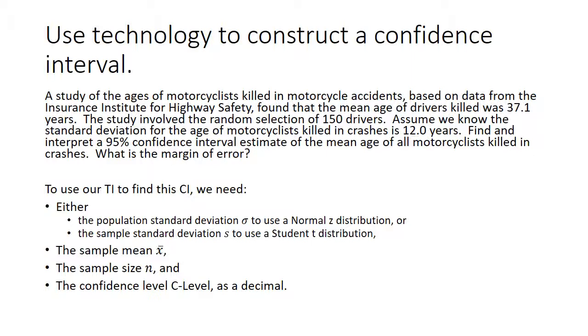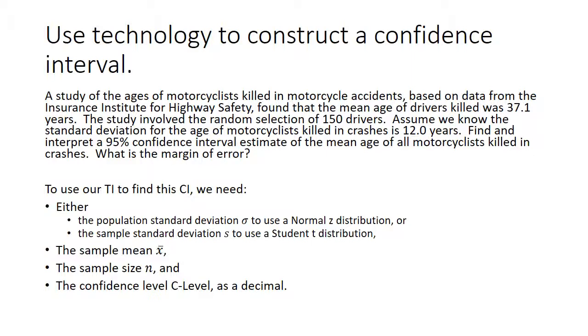We need either the population standard deviation, sigma, to use a normal z distribution, or we need the sample standard deviation, S, to use a student t distribution. So in this problem, we know the standard deviation for the age of motorcyclists killed in crashes is 12.0 years. We know a population standard deviation. We're told. That's what it says right there. So we are going to do a z interval.